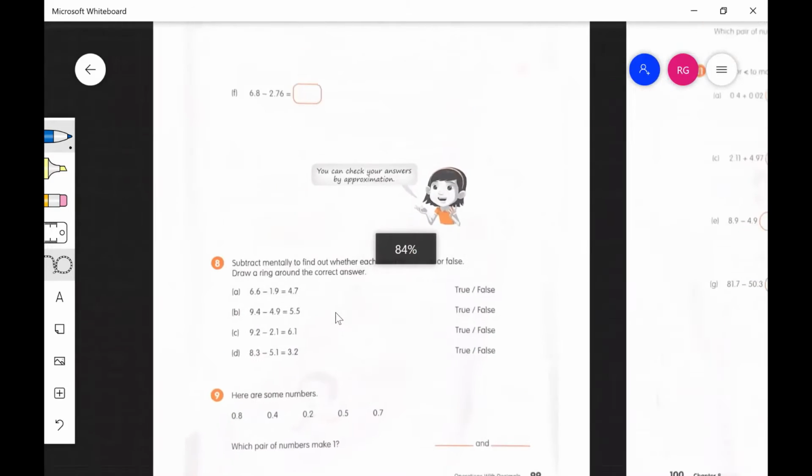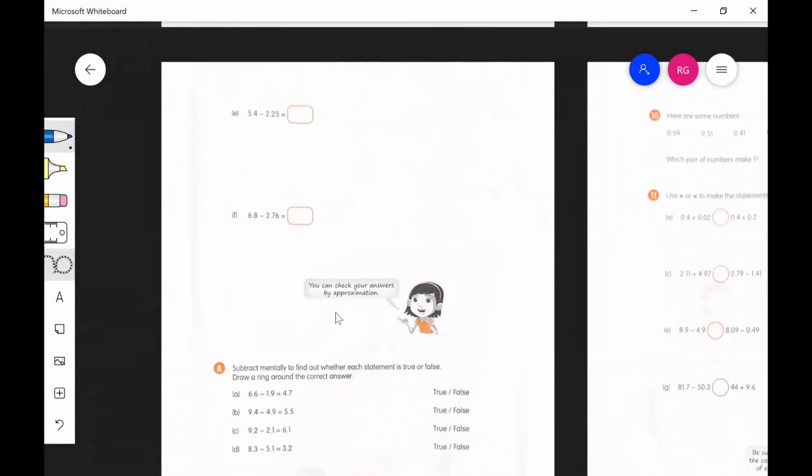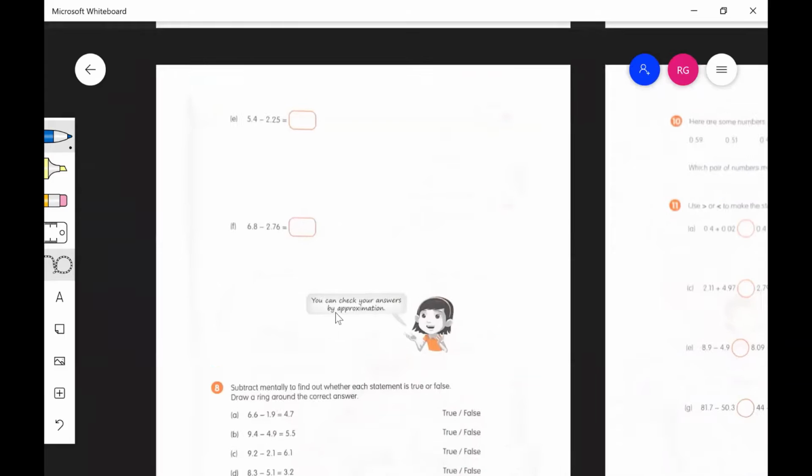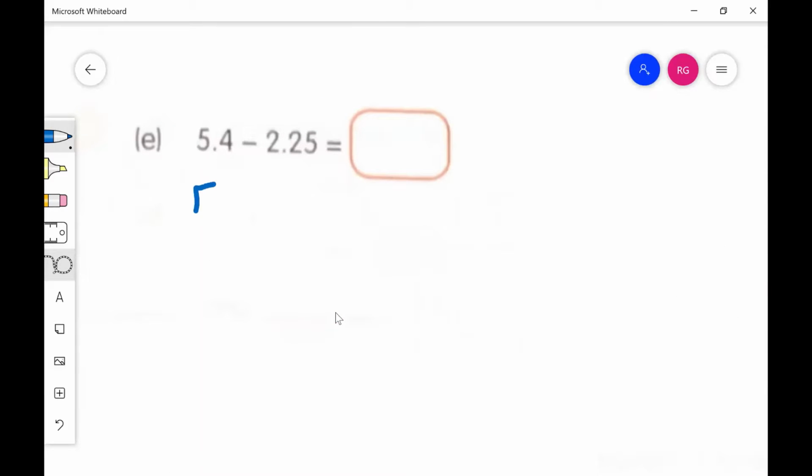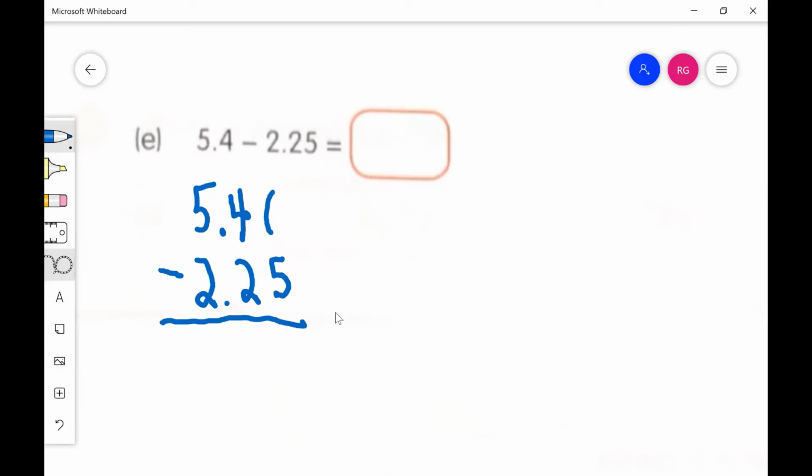Okay, here we go. It says 5.4 minus 2.25. So let's take 5.4 minus 2.25, and let's see what we get. Okay, so I need to make sure I put that 0 there.